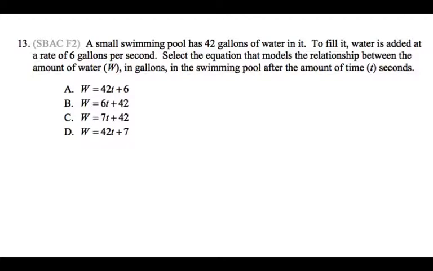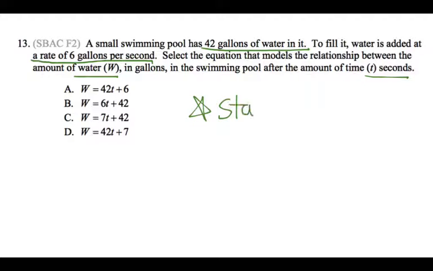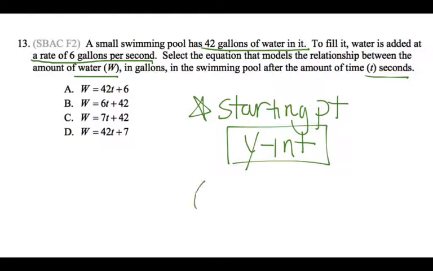Okay, for number 13, a small swimming pool has 42 gallons of water in it. To fill it, water is added at a rate of 6 gallons per second. Select the equation that models the relationship between water and time. Okay, a couple things. Our starting point is always the y-intercept. Okay, our rate, so anytime you see the word per, each, okay, that's our slope.